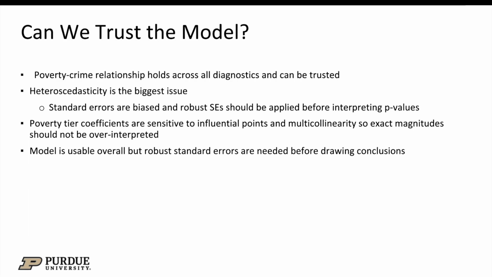But can we trust this model? For the most part, yes. The poverty-crime relationship holds up across every single diagnostic we ran, and it is the most reliable finding in this whole analysis. The biggest problem is heteroscedasticity. Our standard errors are biased right now, which means we cannot take the p-values completely at face value without first applying robust standard errors. The poverty tier coefficients also need some caution since they shifted a lot when we removed influential points, and they share a lot of variance with poverty rate. But overall, the model tells us a credible story. We just need to apply robust standard errors before making any firm conclusions off the p-values.